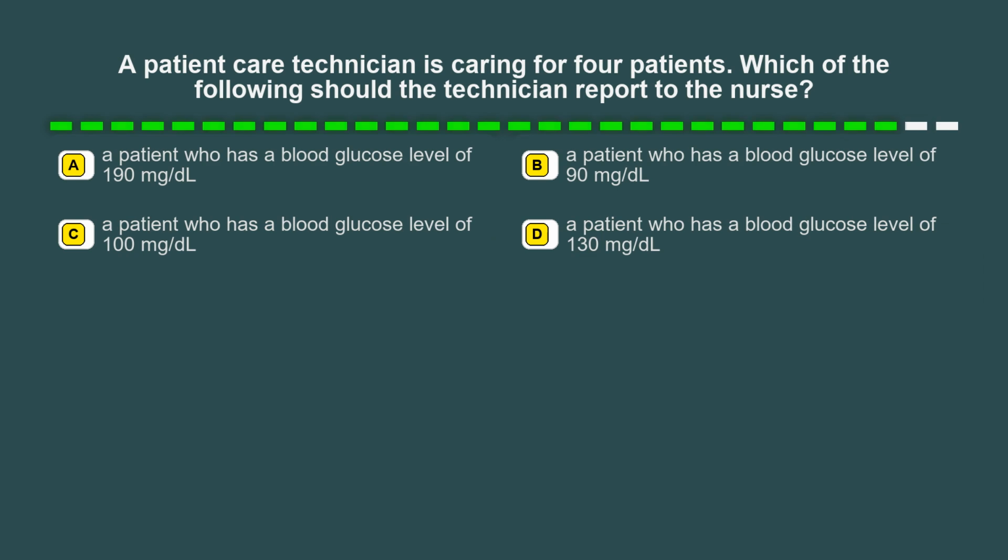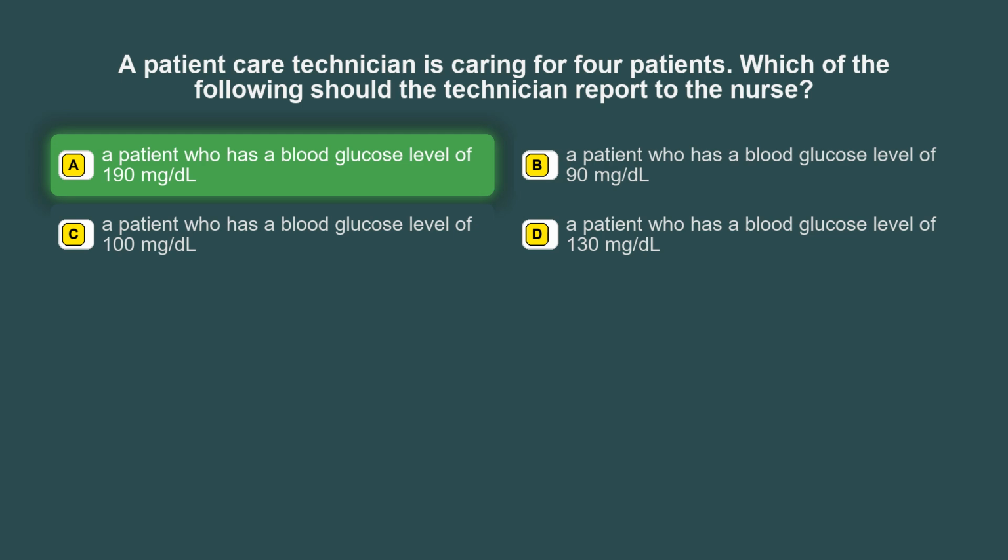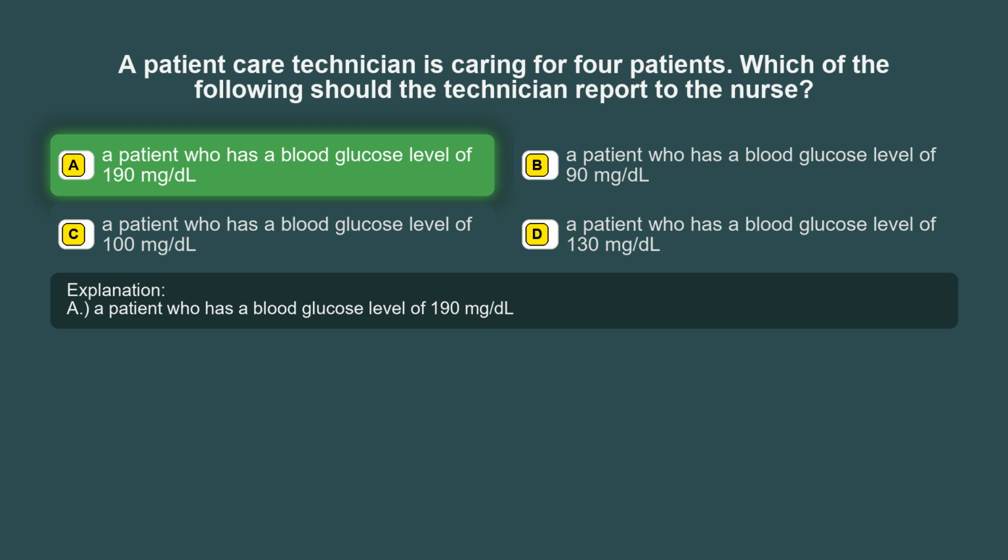Question 18. A patient care technician is caring for 4 patients. Which of the following should the technician report to the nurse? Option A, a patient who has a blood glucose level of 190 mg/dl. Option B, a patient who has a blood glucose level of 90 mg/dl. Option C, a patient who has a blood glucose level of 100 mg/dl. Option D, a patient who has a blood glucose level of 130 mg/dl. The correct answer is option A, a patient who has a blood glucose level of 190 mg/dl.